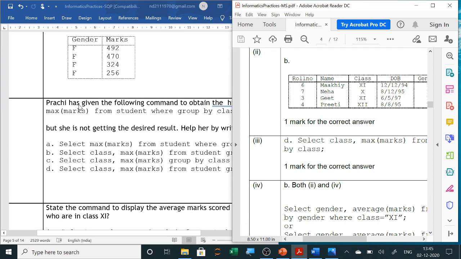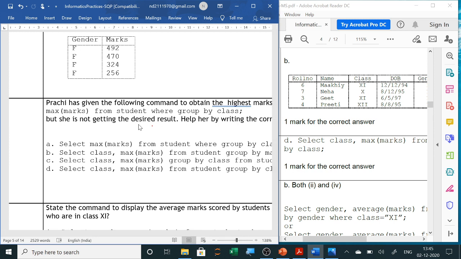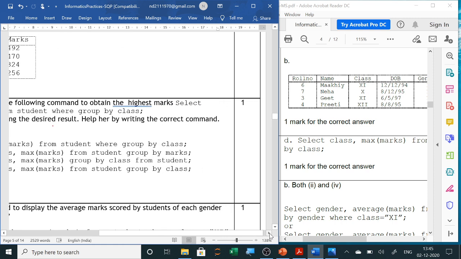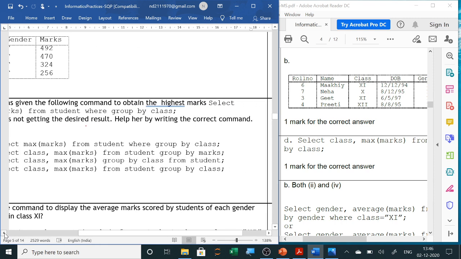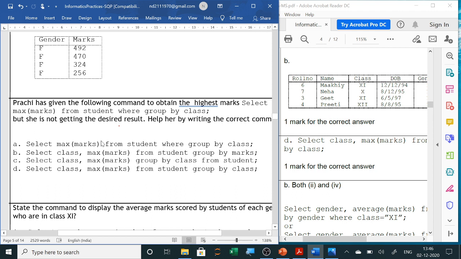Now the next question is: Prachi has given the following command to obtain the highest marks. So maximum marks you have to find, but she is not getting the desired output. No, where is not used along with group by. So this is the mistake. Select max marks from student, only group by class. Class wise, if you want to see the highest marks, then group by class. So where is not to be used.